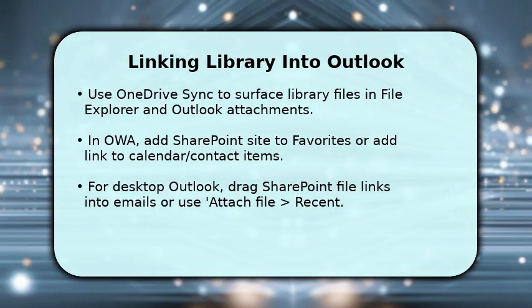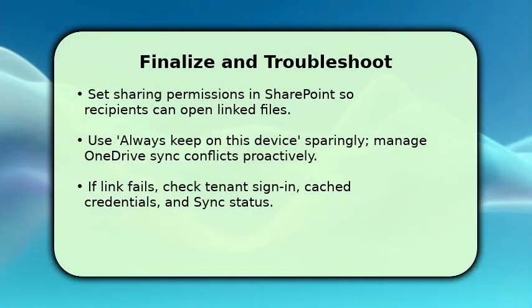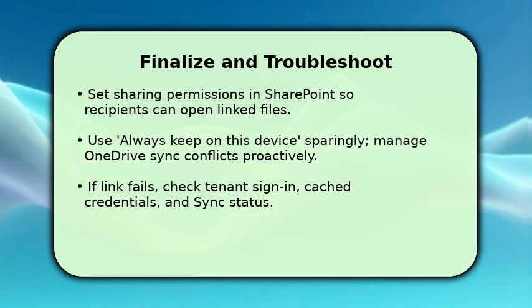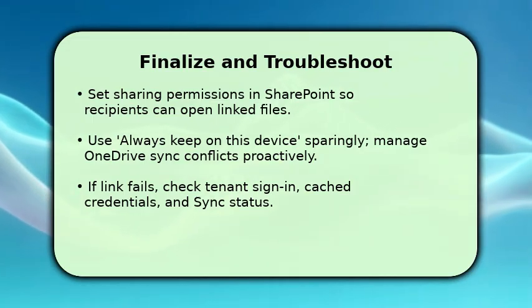To finish, verify sharing permissions on the SharePoint file or library so recipients can open links. Adjust view or edit rights as needed. Then test by sending yourself a link-based attachment and opening it from another device.